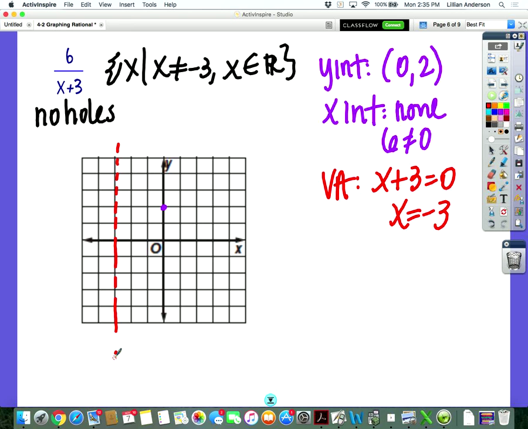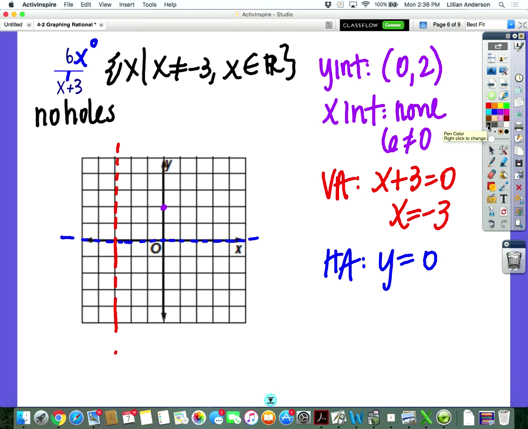Horizontal asymptote. Y equals 0. Good. The denominator is bigger than the numerator. There's nothing there, so it's like an automatic 0. So the denominator is bigger, so it's y equals 0. And what else? Additional points.